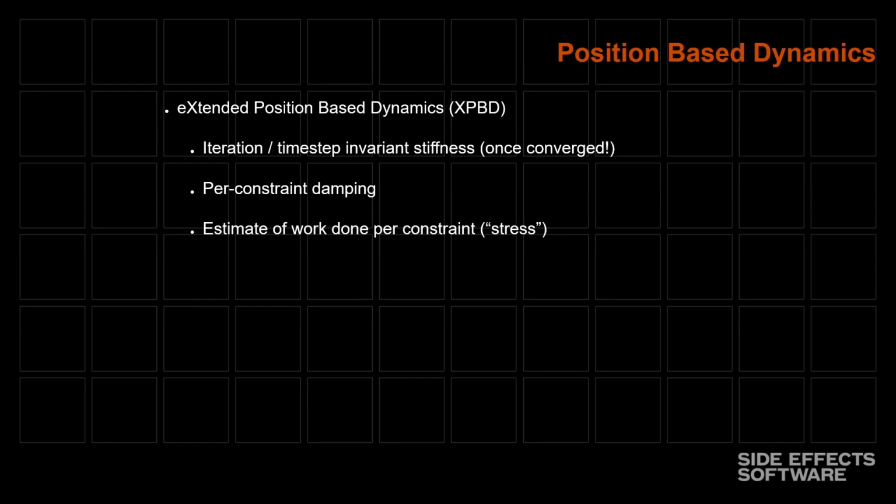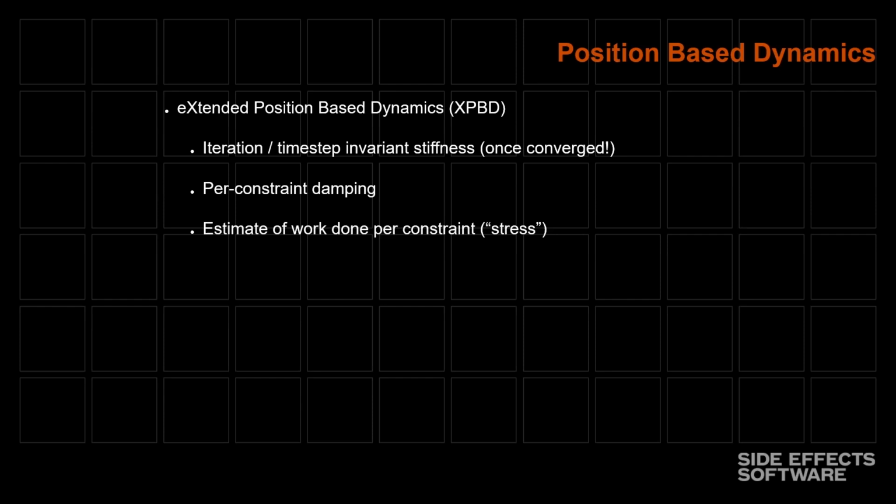And the three important things it gives the solver are iteration and time step invariant stiffness. And so what that means is it's an iterative solver, but if you find out that you need to, for instance, you have very fast moving collisions, so you have to take extra sub-steps, it won't actually go to infinite stiffness, which was a problem with position-based dynamics.